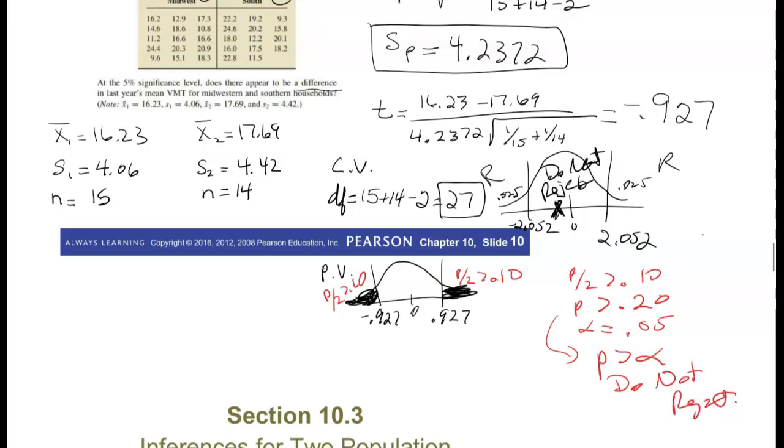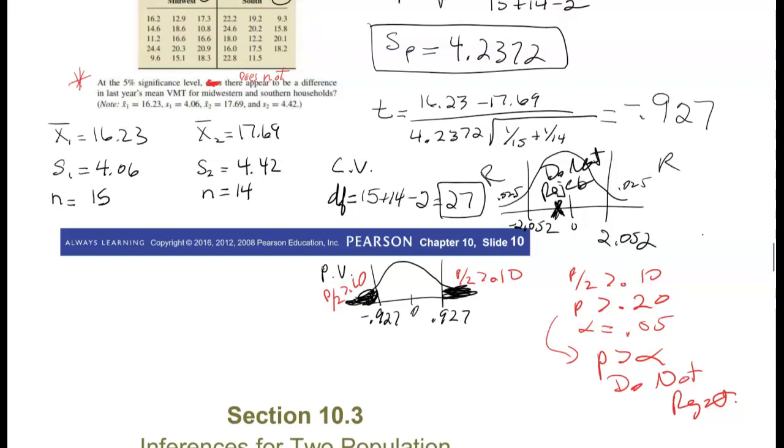Okay? And what would our final statement look like? This is where you just need to come back here. And here's what you would write for your interpretation. At the 5% significance level, there does not appear to be a difference. So we are not rejecting, so there's not there. Does not appear to be a difference in last year's mean VMT. Or you can say there is not sufficient evidence. There does not appear to be a difference.